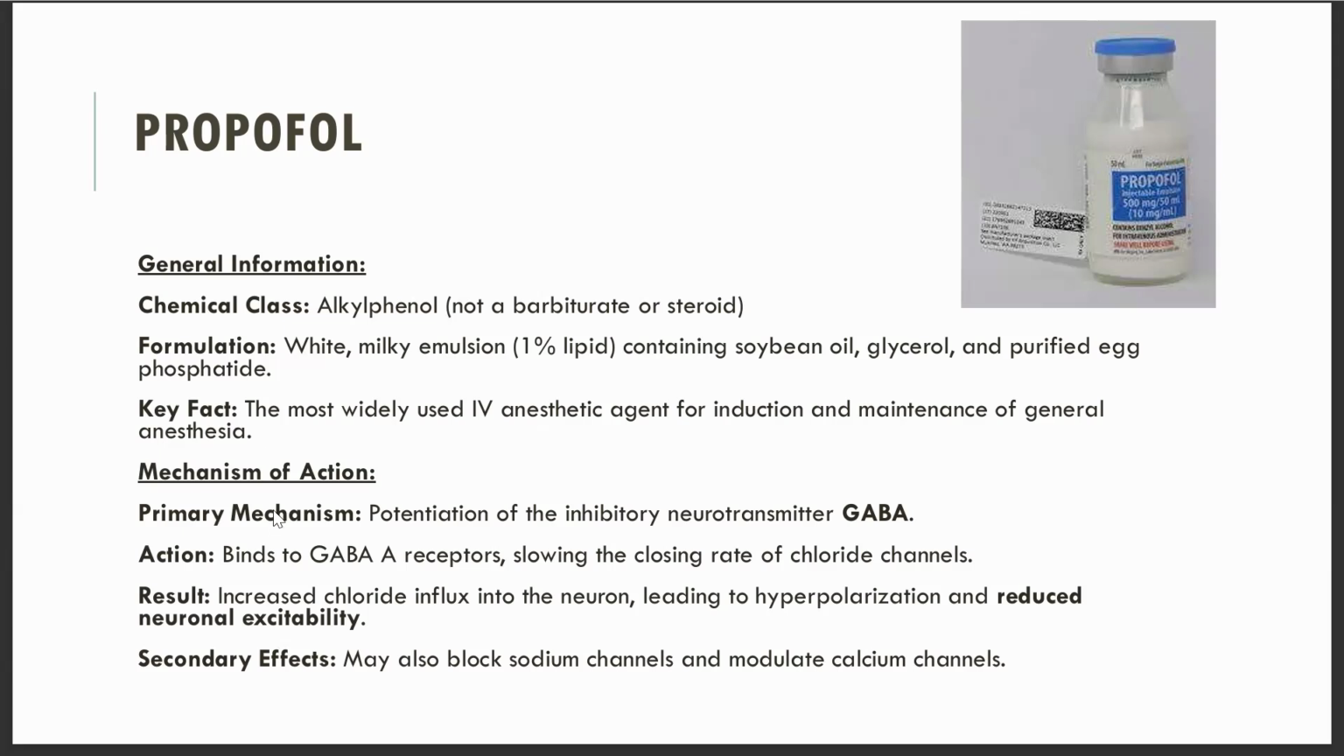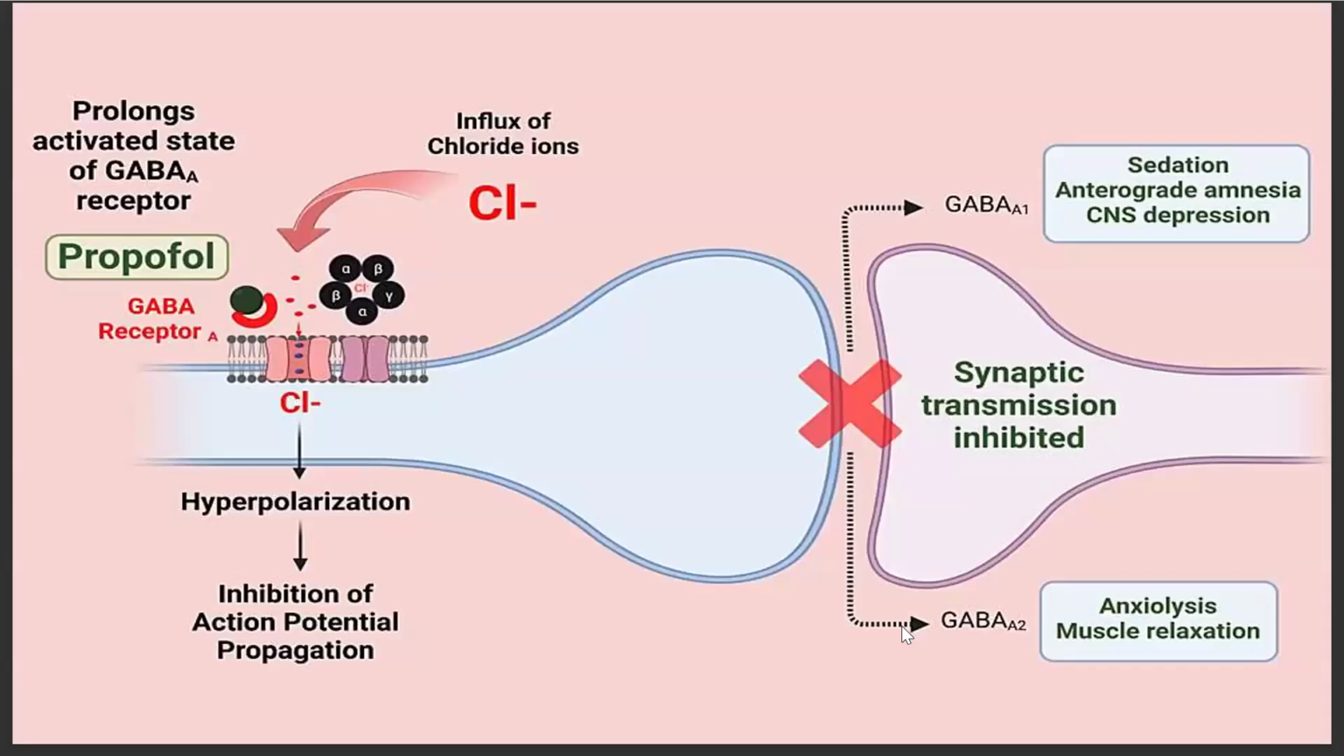Its mechanism of action: its primary mechanism is potentiation of the inhibitory neurotransmitter GABA. It binds to GABA A receptors, slowing the closing rate of the chloride channels, increasing chloride influx into the neuron, leading to hyperpolarization and reduced neuronal excitability. Secondary effects may also block sodium channels and modulate calcium channels.